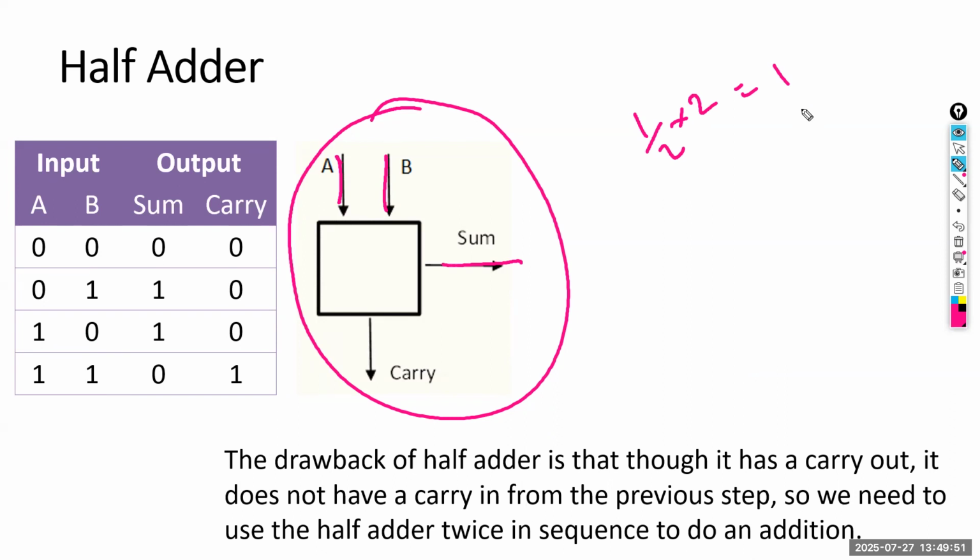So every word has a meaning, right? It's not just that we call it half adder. It has a definite meaning. That is why we call it half adder. We need to use it twice, or only half of the job is done.